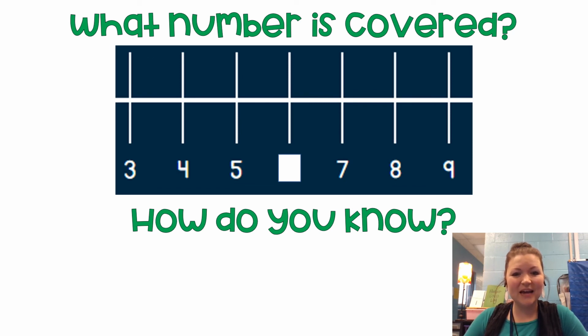All right, what number is covered? Here's the covered number. What's missing? How do you know that that's what's missing? So the right answer was 6. And if you look on here, I know that because it's 3, 4, 5, 6, 7. So I know that 6 is missing.